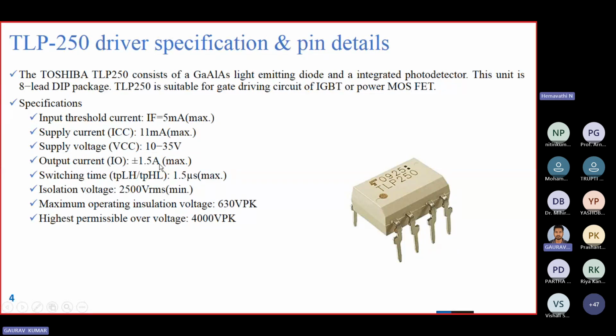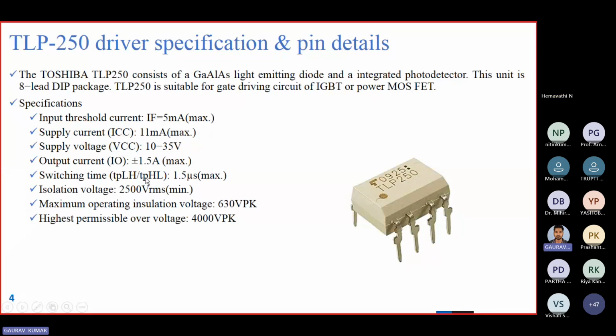Okay, switching time, TPLH and TPHL, is 1.5 microsecond. Here TPLH means propagation delay from low to high, and TPHL is propagation delay from high to low. Actually, suppose we want to turn on the MOSFET, so we give the microcontroller pulse to the TLP250. Then after some time we get the output. So the time difference between the input and the output is 1.5 microseconds.